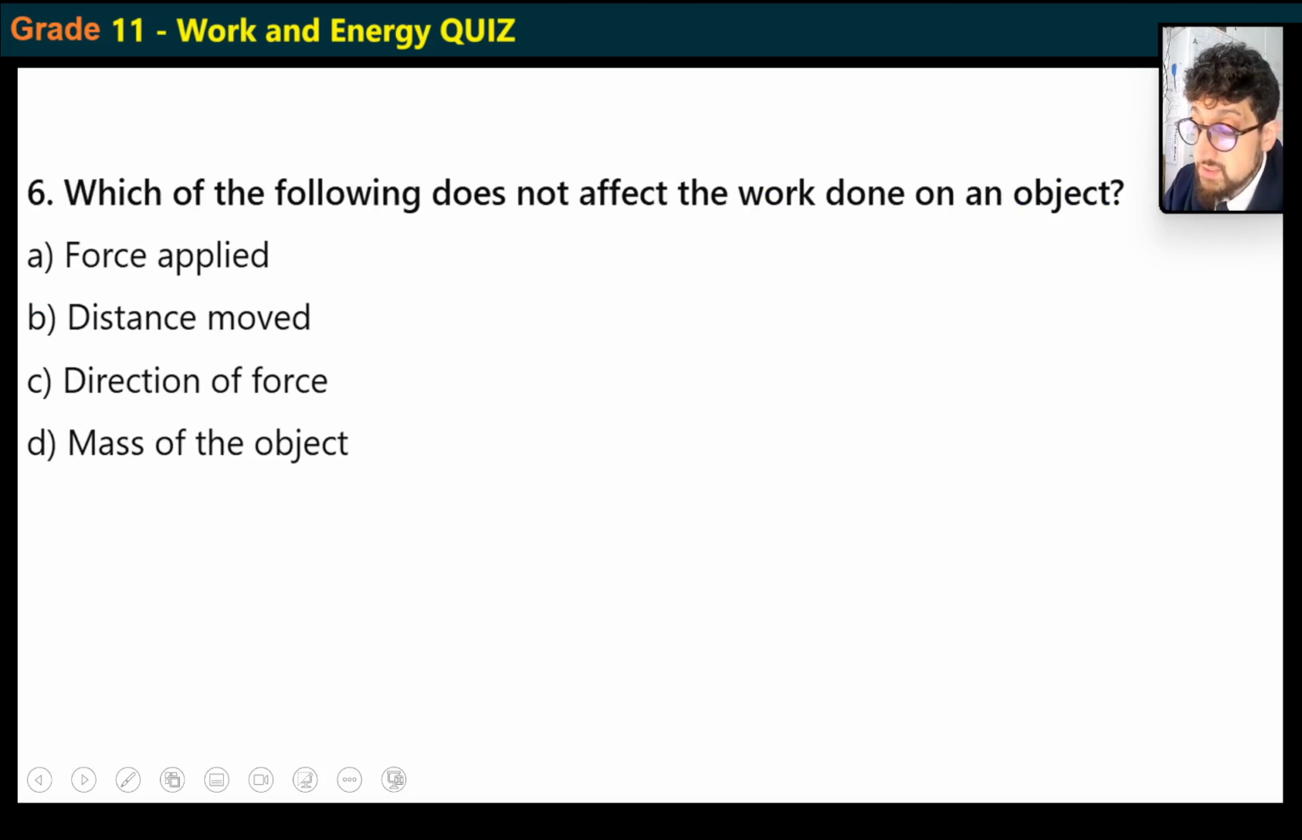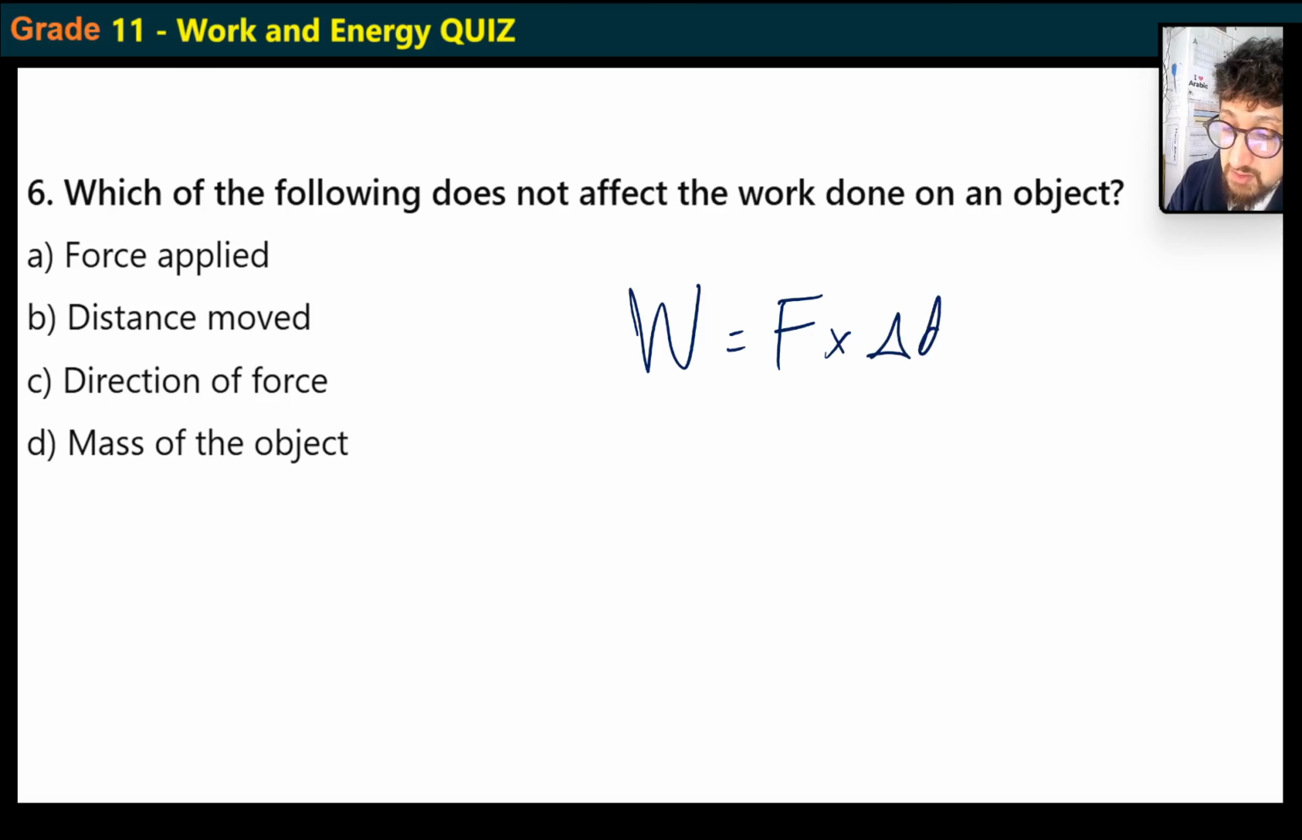Next, which of the following does not affect the work done on an object? Work equals force times displacement. So force does affect it, and the distance affects it. That's the displacement or the distance, they both agree. If it's a straight line, they're the same. Direction, of course, affects it, because remember, that's the force and that's the direction. If the force is opposite to the displacement, then it's going to be negative work. And if the force is going in this direction, then it's going to be no work or zero work. So certainly the direction makes a difference.